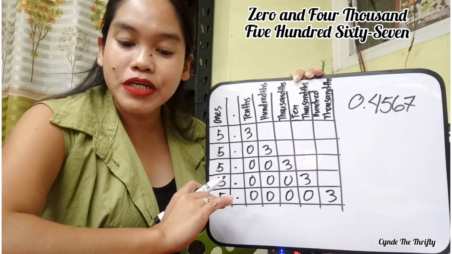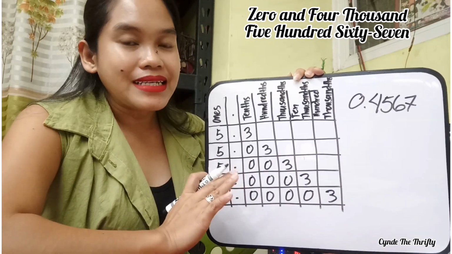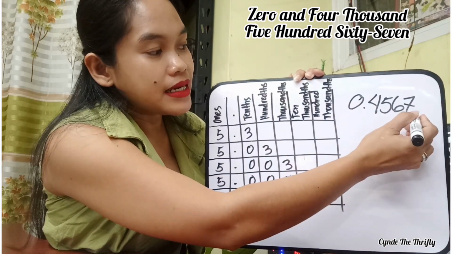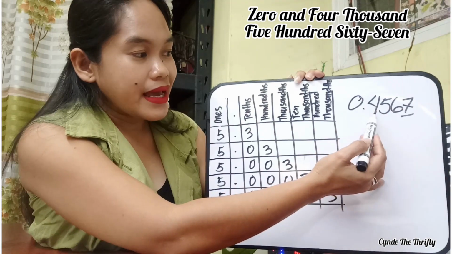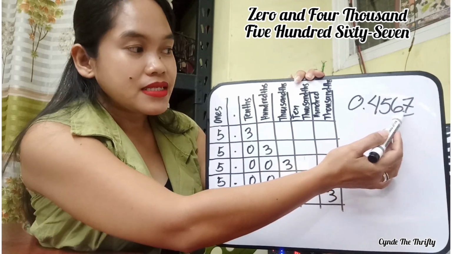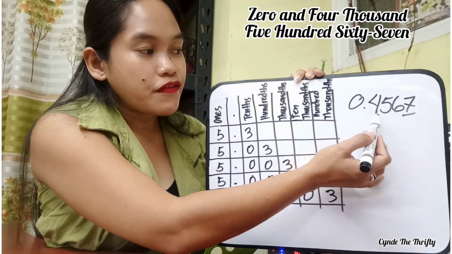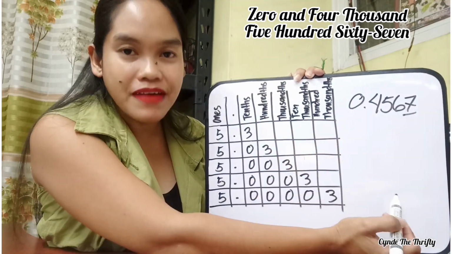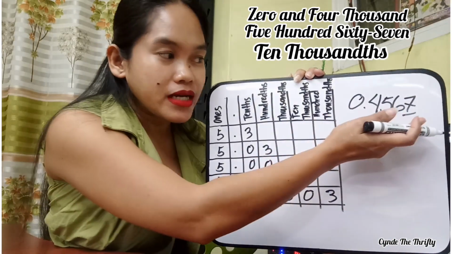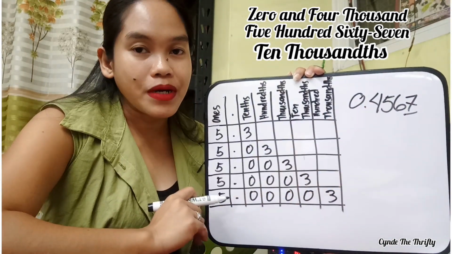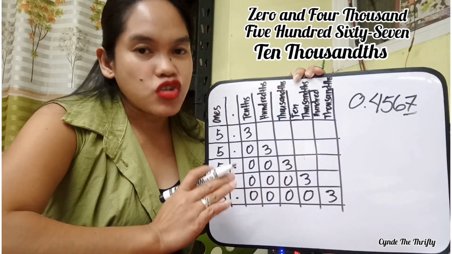And ang ating step number 2 is babasahin mo ang place value ng last digit. So, ano ang place value ng last digit natin na 7? So, ito yung ones, tenths, hundredths, thousandths, ten thousandths. So, ibig sabihin, 0 and 4,567 ten thousandths. Ganun ang pagkabasa niya. Babasahin mo siya as whole number, pagkatapos, idadagdag mo ang place value ng last digit.